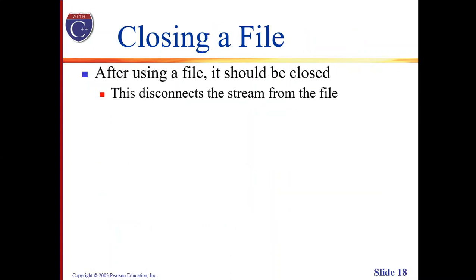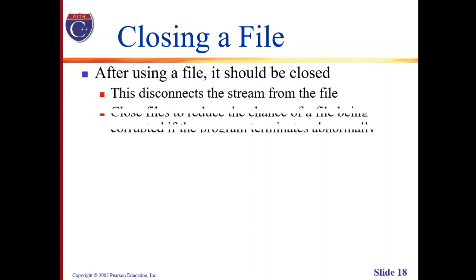After using a file, it should be closed. Okay? So this disconnects the stream from the file. Which means after we use a file for input or output, they should be properly closed. And of course, that can also be done in our C++ program. We close files to reduce the chance of a file being corrupted if the program terminates abnormally. And of course, we all know what happens to a file if it gets corrupted. It either cannot be read anymore, or if we are able to open it, its contents might be useless since it's already corrupted.